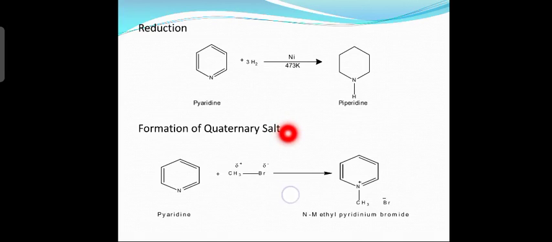All right. Next, formation of quaternary salt. So pyridine reacts with methyl bromide to give one N-methyl pyridinium bromide. N-methyl pyridinium bromide is formed, N plus and CH3 Br minus.